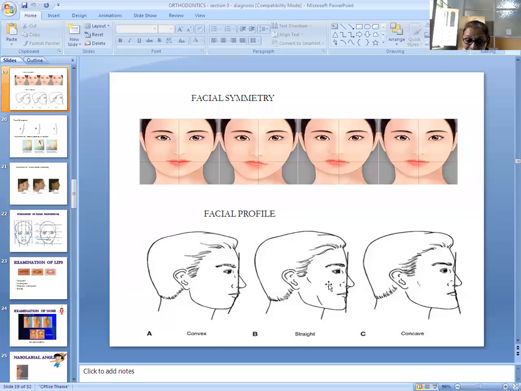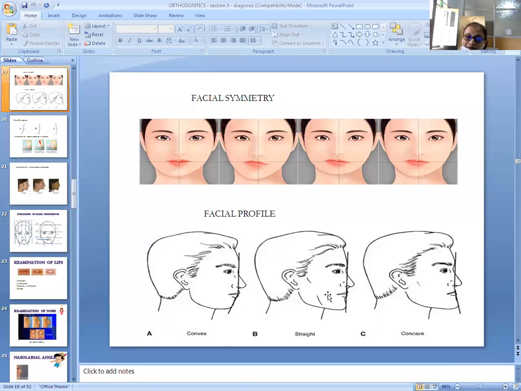In those malocclusions where your upper incisors are not proclined. Fine. Can anybody tell? Do you know about class 2 div 1 and class 2 div 2? Okay, fine. Do you know about class 2 div 1 and class 2 div 2? No.